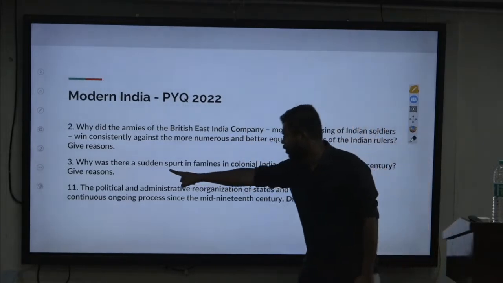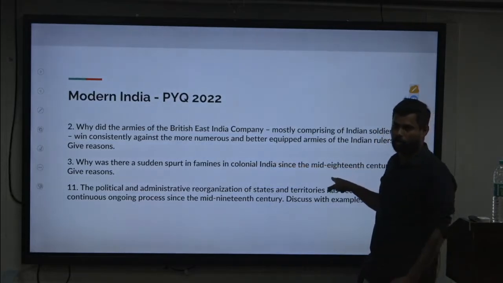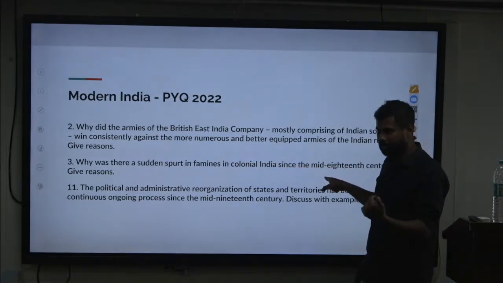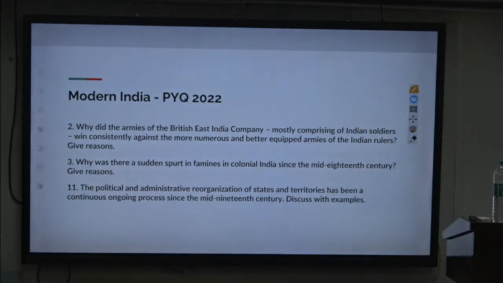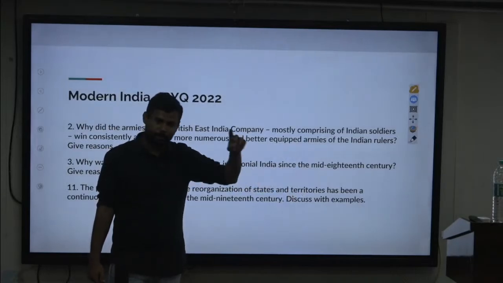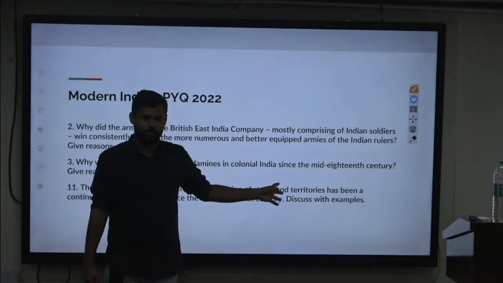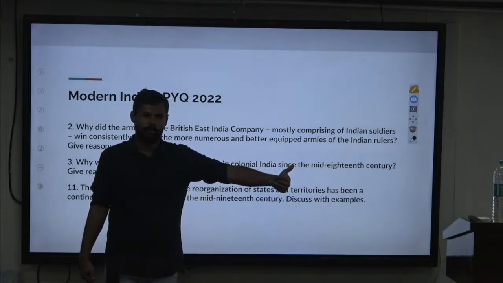See here also: why was there a sudden spurt in famines in colonial India since the mid 18th century? So when you say mid 18th, you have to start from the 1750s to almost 1800s. You can go up to the 1850s also, because they are using the word "since". They are expecting you to give a temporal approach here. You have to have a generic idea of what has happened through the course of time.